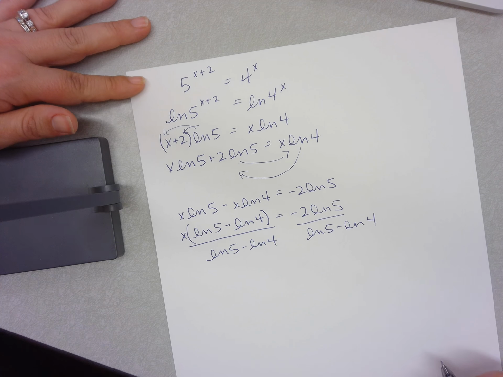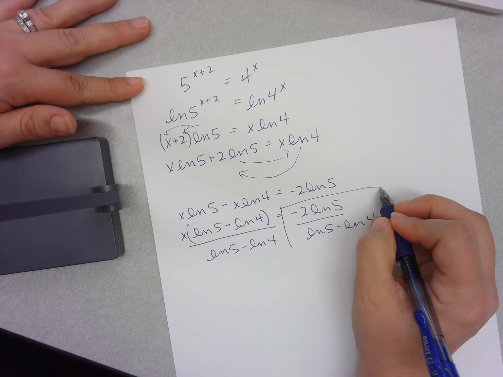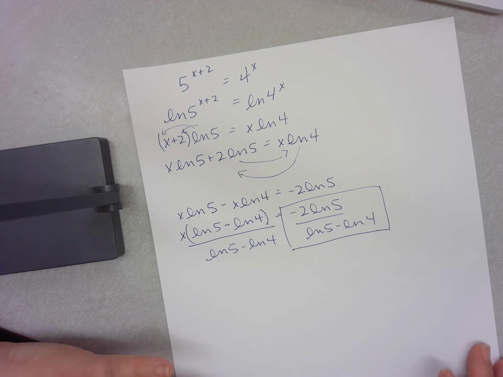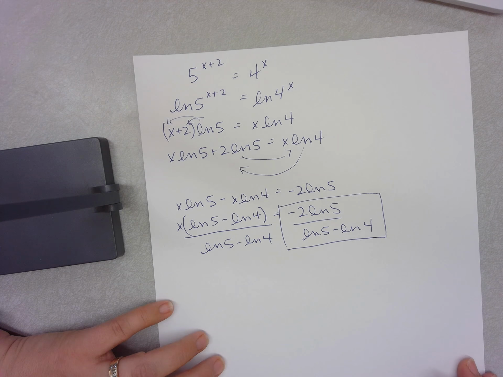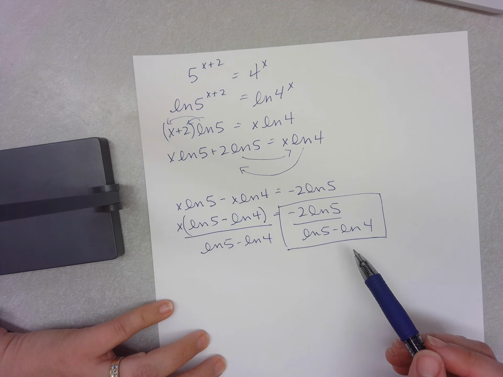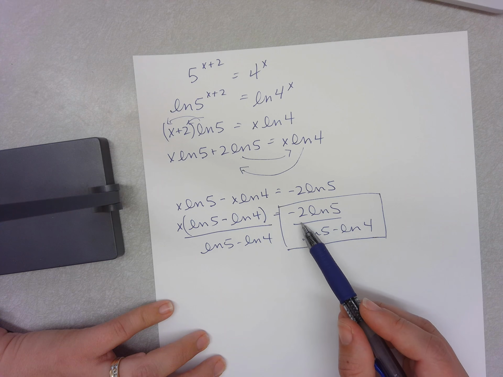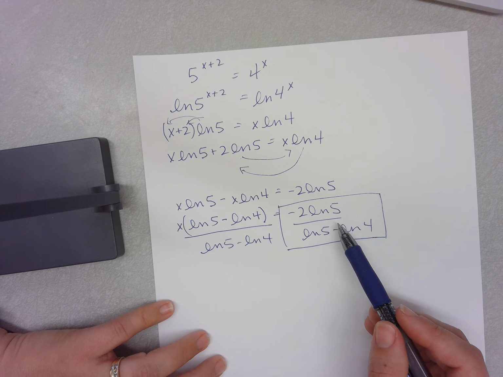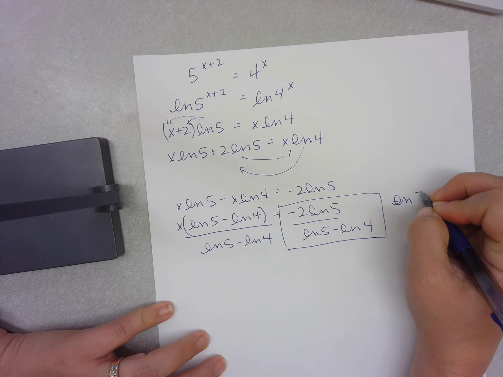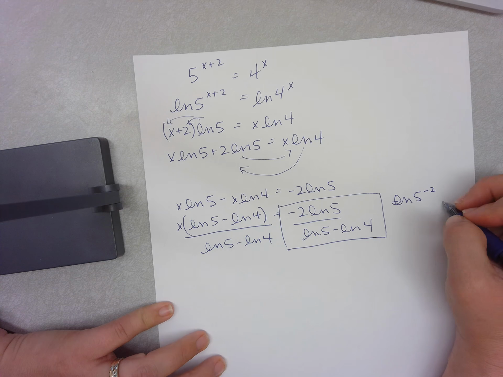And there's my answer. Okay, now this is the most exact answer I'm going to get. I can put this in my calculator and get an approximation, but I would have to round it to approximately 3 decimal places. Now, these answers can be displayed in a million different ways, because I could change this negative 2 natural log of 5 to the natural log of 5 to the negative 2, or I could write that as the natural log of 1 over 25, right?